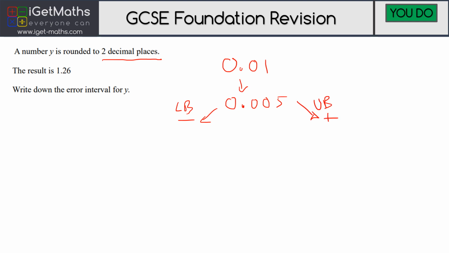So you start off with y is bigger than or equal to, but less than, and then that will give you 1.255, and that will give you 1.265 when you add, and you're done.